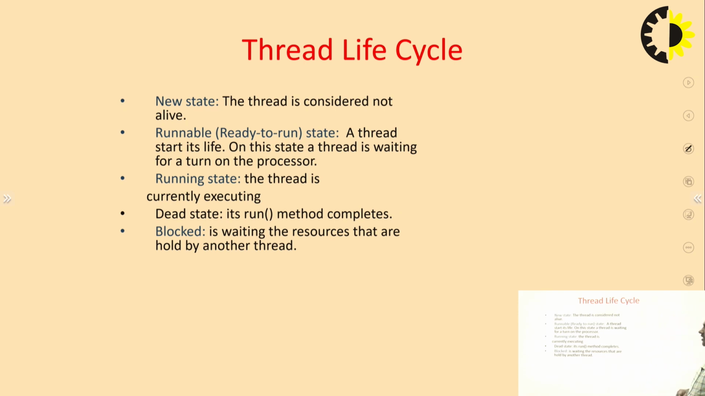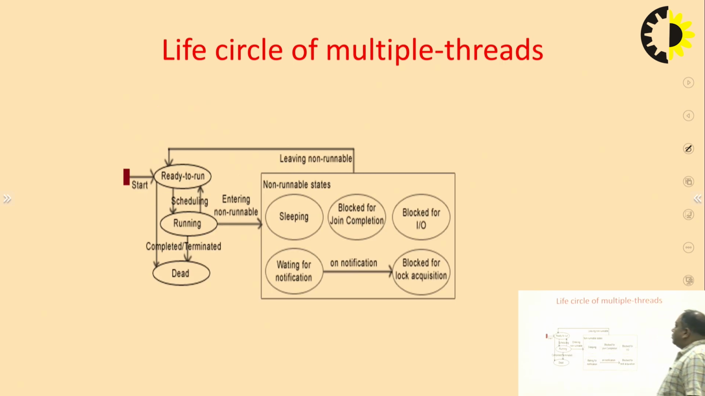The thread is considered not alive, while runnable means ready to run. In this state, the thread starts its life and is waiting for its turn in the processor. In running state, the thread is executing. In dead state, its run method completes, and in blocked state it is waiting for the resources that are held by another thread. Hold, blocked, or waiting is the same state. So that is the life cycle of a single thread.